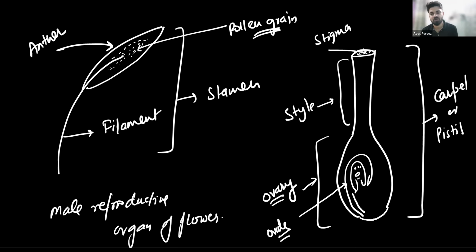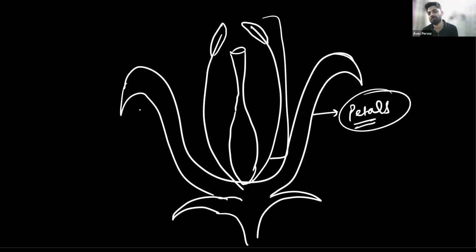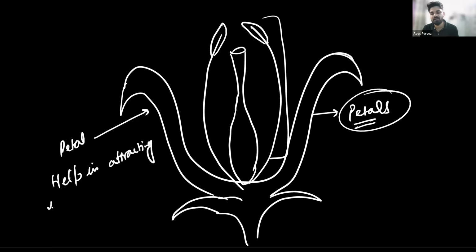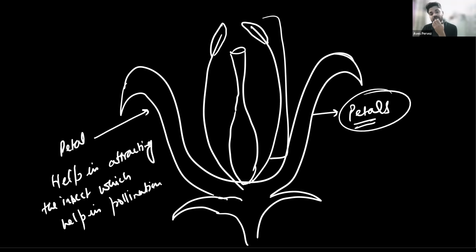Okay. So talking about this one, these are the petals, the colorful part, and these only help in attracting the insect, which helps in pollination. What is pollination? Pollination is the transfer of pollen grains from anther to stigma. We will discuss it.